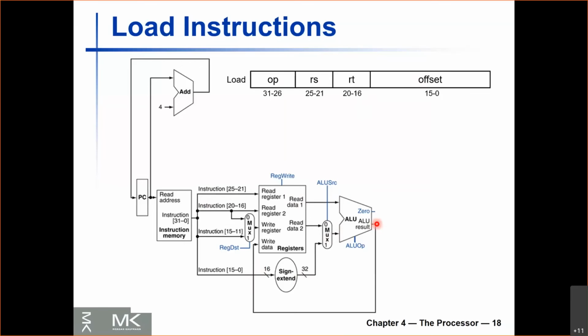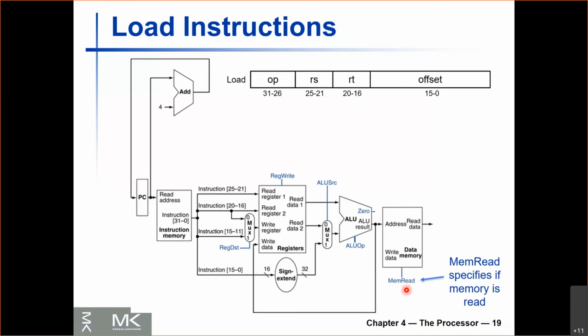So we're going to take this address and we're going to pass it to a data memory. We have another important control signal here, which is memRead. So memRead is going to specify if memory is read or not. Now, why is this important? It's important because over here, I'm providing an address for the memory to read. Now, if this address is invalid, the memory is going to cause some kind of error in my CPU, correct? So I only want to read if this is actually a load instruction.